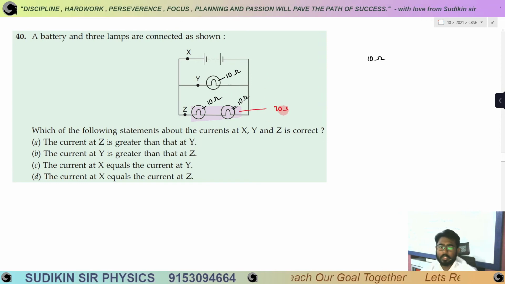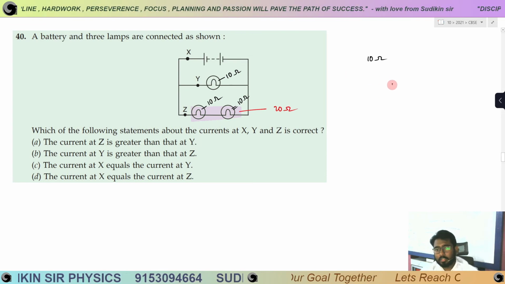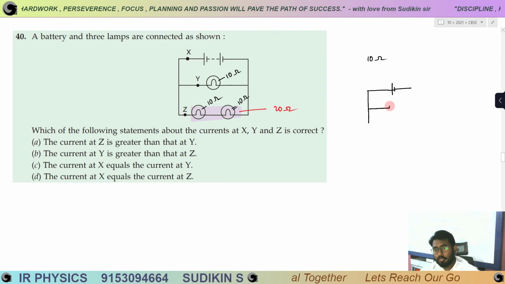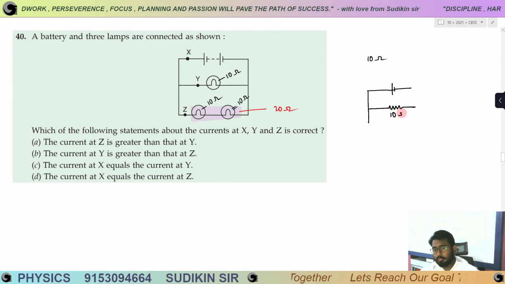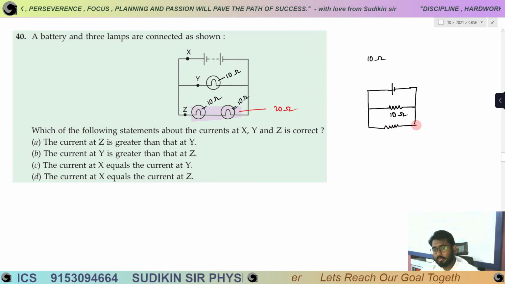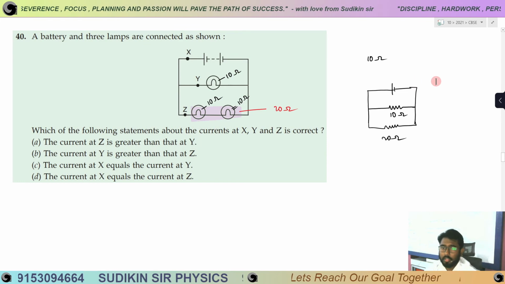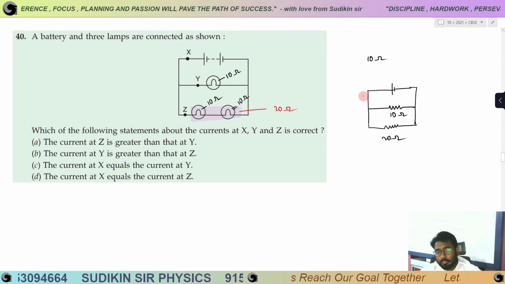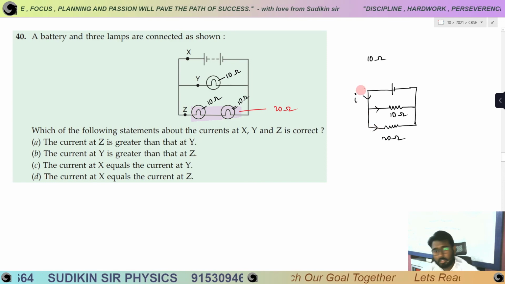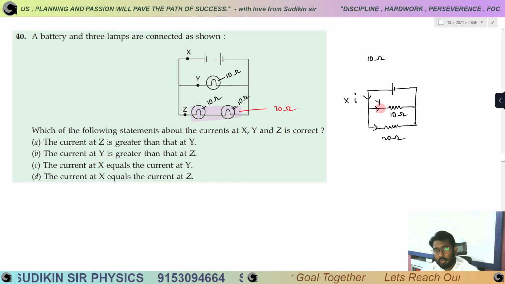10 plus 10, that will be 20, right? So we can reconstruct this figure as, see, this is the battery and here we have a resistance of 10 ohm and below we have a resistance of 20 ohm, right? This is a battery. Okay, now tell me, if a current is coming here, it will get divided into both of these branches. Now this current is current X. Now this is divided into y and z.